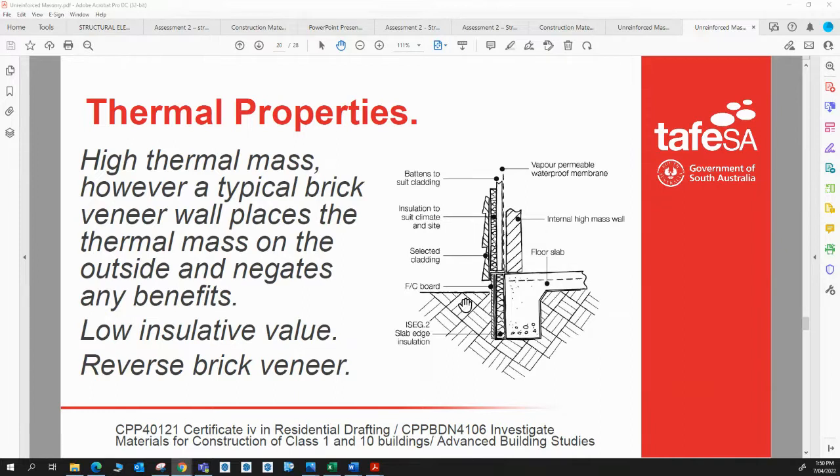That's because brickwork or masonry has, as one of its properties, very low insulative value. So just like any of these solid products, it will transfer heat quite well. Not nearly to the same extent that your metals will transfer heat, but certainly far more than timber and things like that.